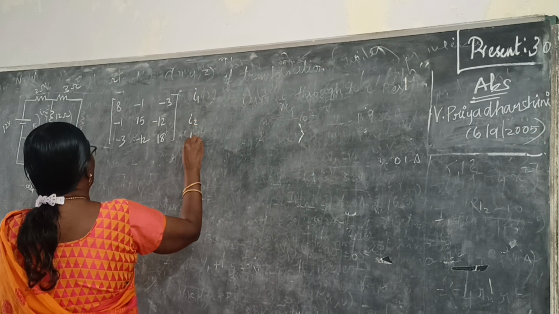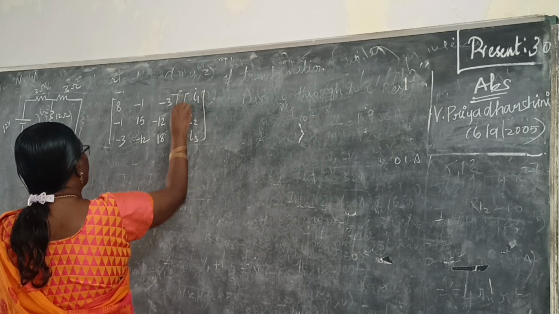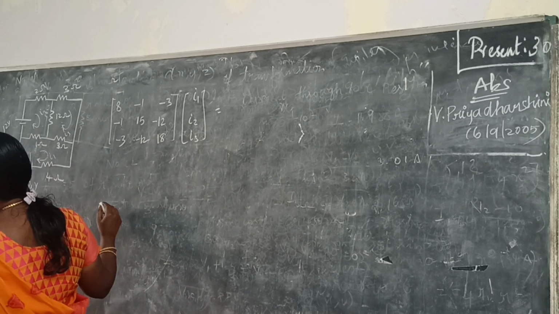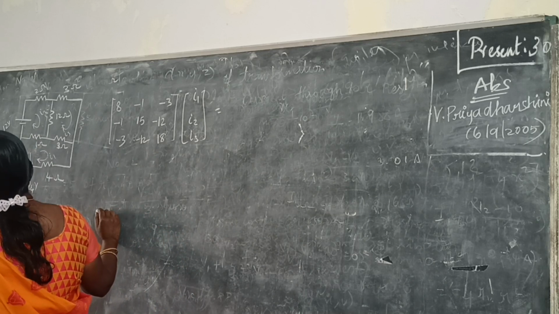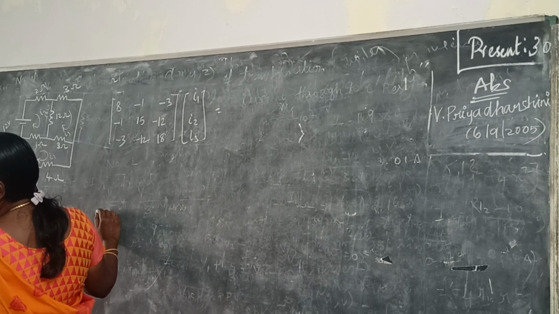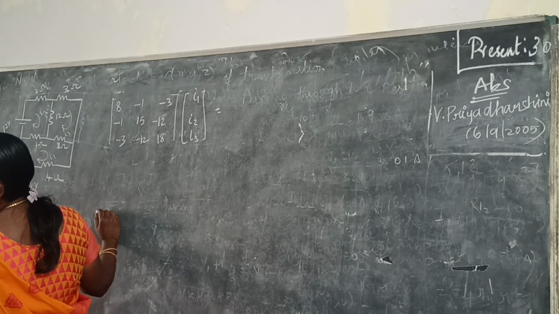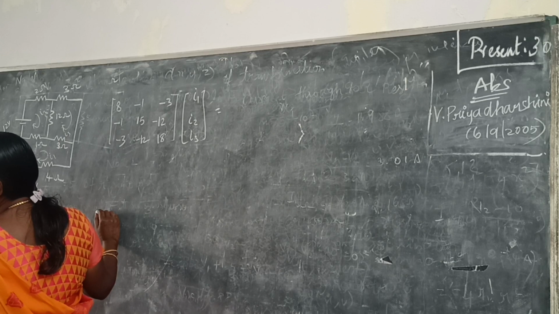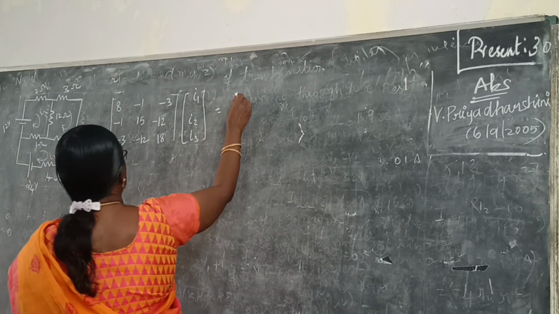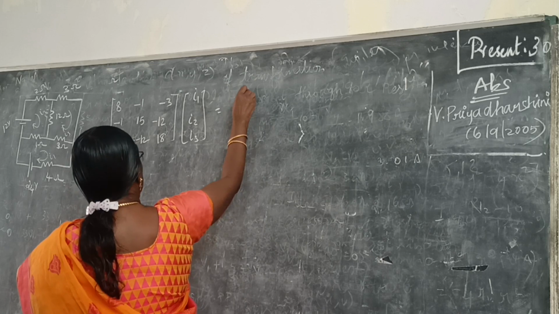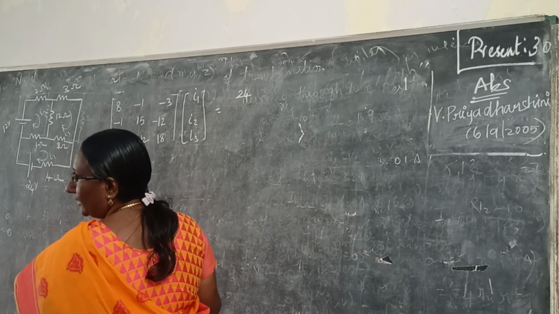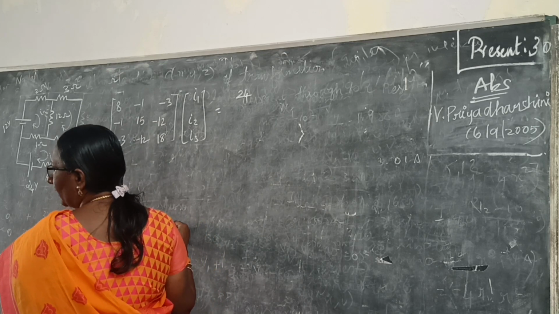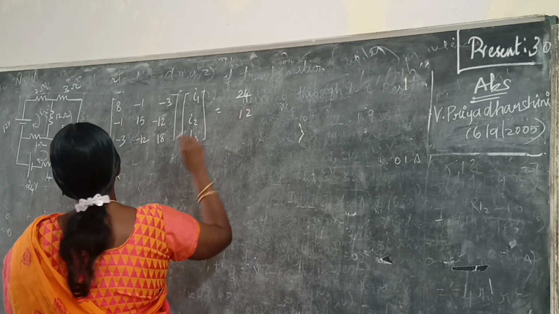I1, I2, I3 is equal to, what are the sources present in loop 1? 24. Whether it is potential rise or drop depends on the loop that we are going to select. Rise. Yes, sir, is it positive or negative? Positive. 24. Then loop 2. 12. That is rise or drop? Rise. Then loop 3.